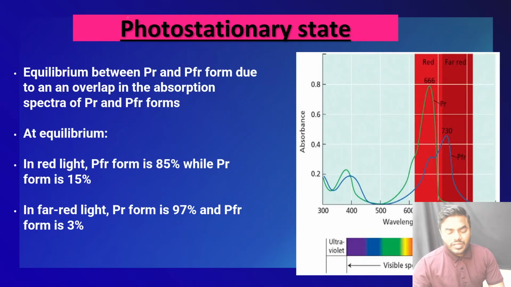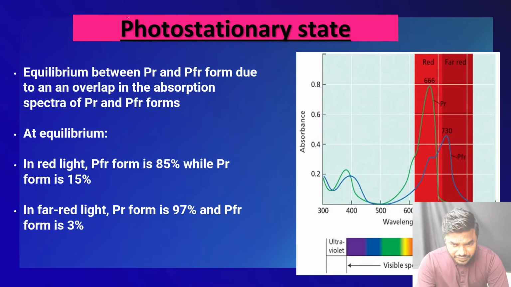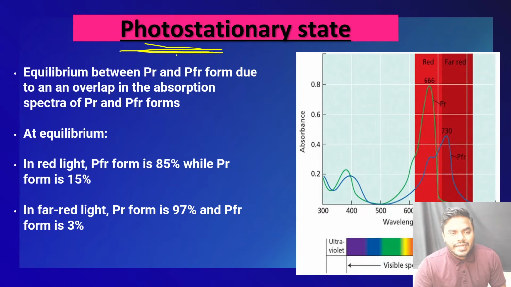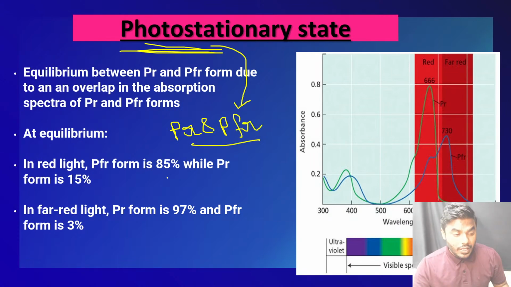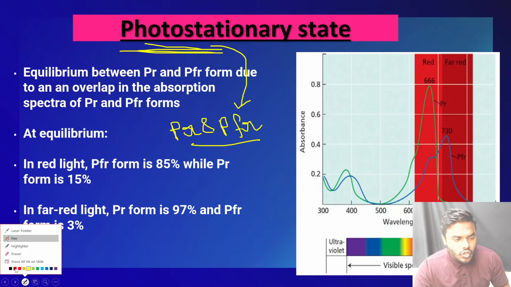Okay, look into this. This is not required. Okay friends, kindly don't get confused with this graph. Just listen to me carefully. Photostationary state, everyone listen to my words carefully. Photostationary state is a state where the spectra of the PR and the spectra of the PFR overlap. Once again, listen to my statements, don't get confused at all.